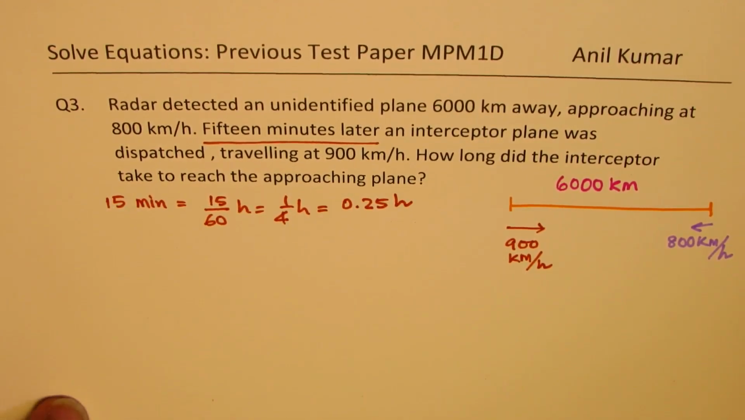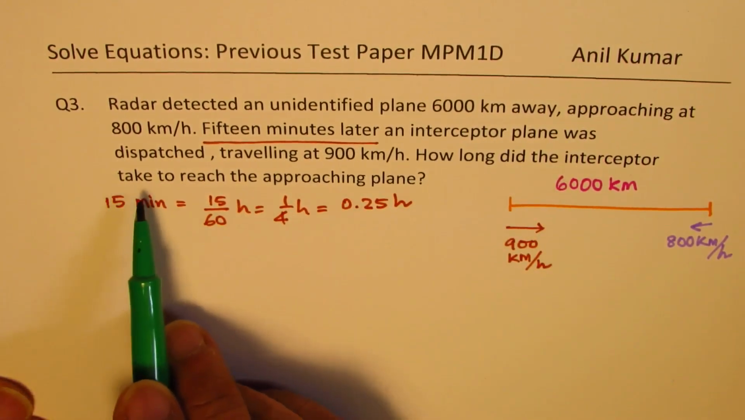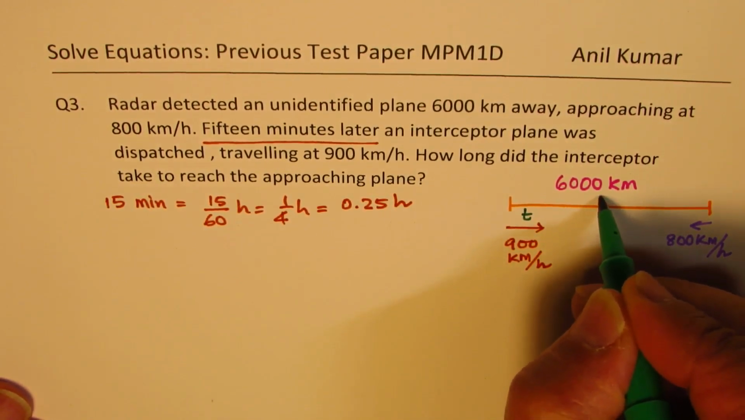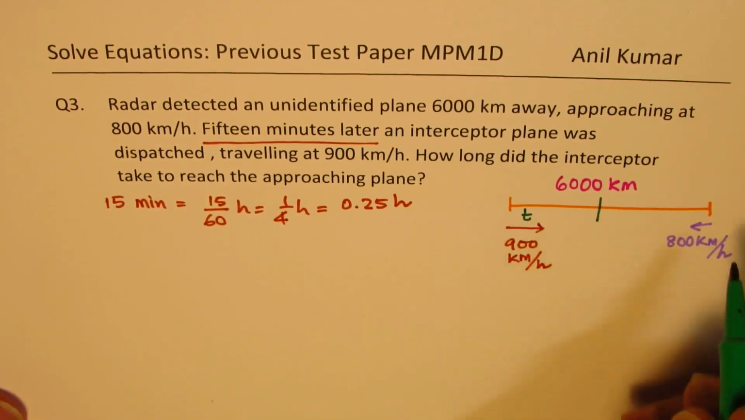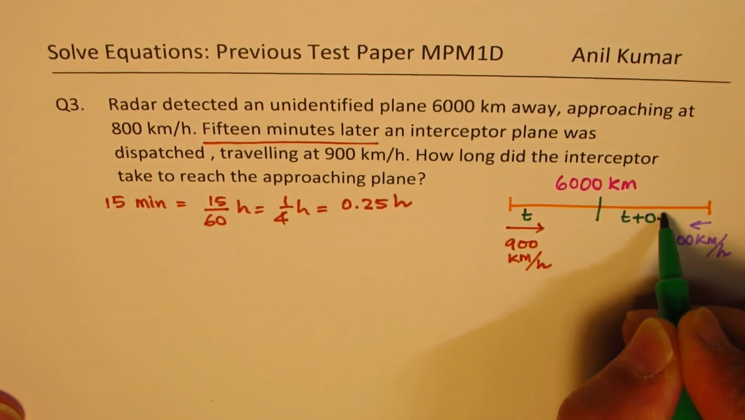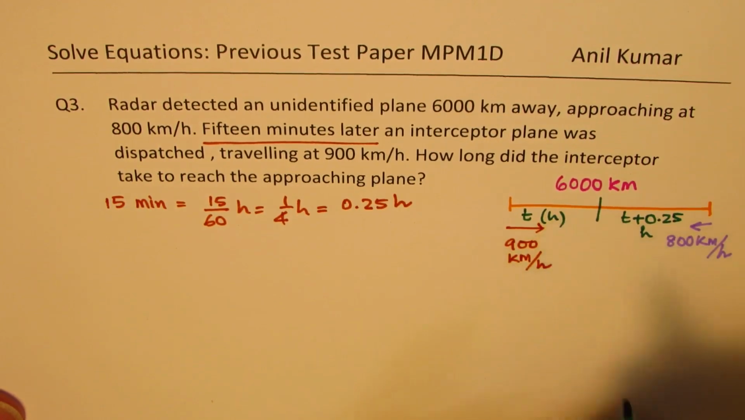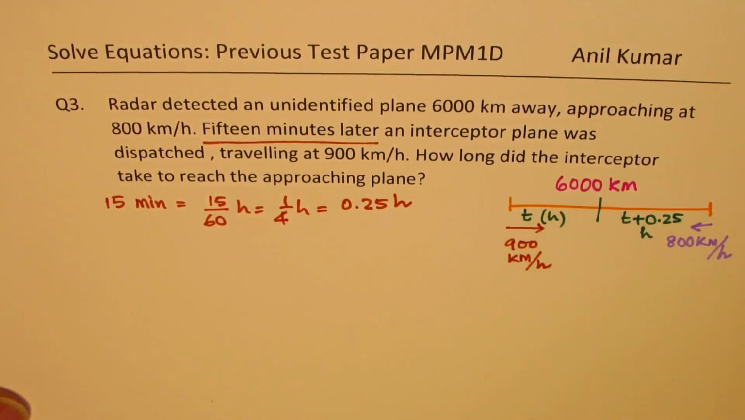So somewhere in between they are going to meet. We need to find that time. How long did the interceptor take? So let's say the interceptor took t time, and let's say they meet here. If the interceptor travels for t, the other plane travels for t plus 0.25 hours. So all are in hours. Clear? And the total distance traveled is 6,000 kilometers. Is the concept clear?